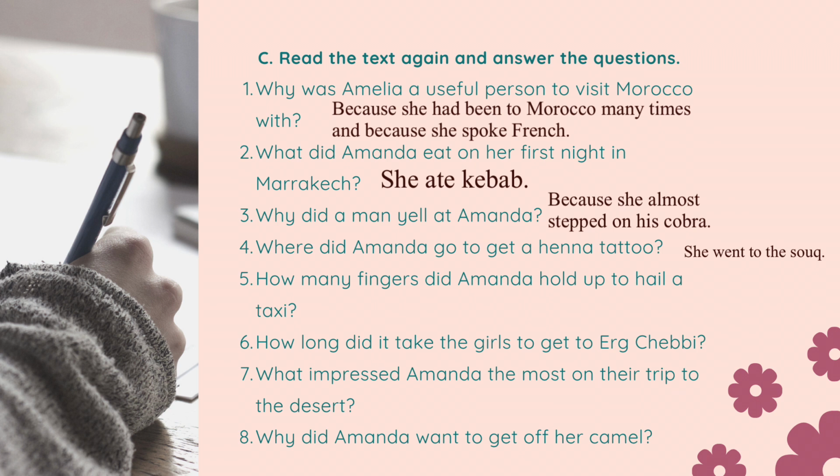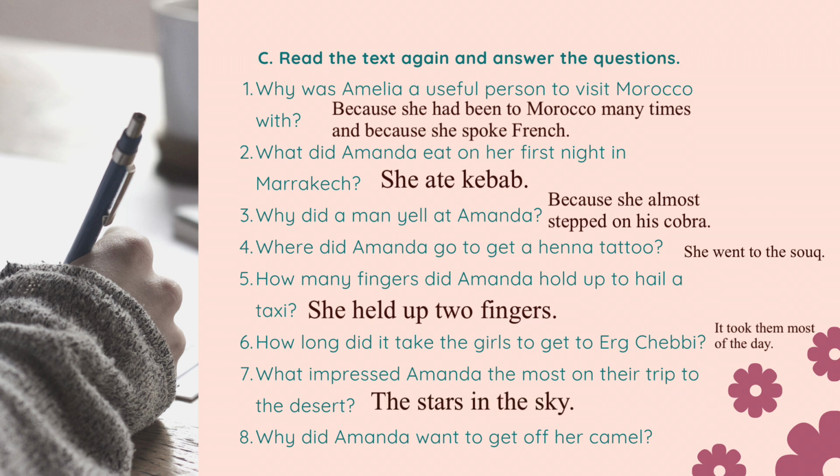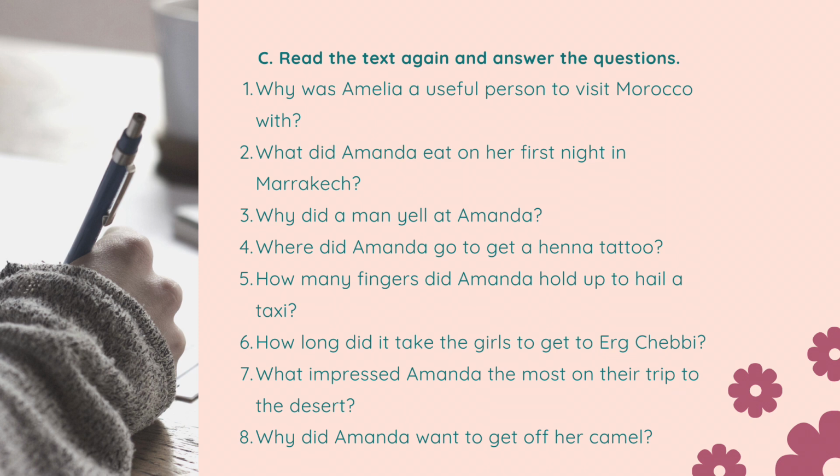Number 5. How many fingers did Amanda hold up to hail a taxi? She held up 2 fingers. Number 6. How long did it take the girls to get to Erg Chebbi? Yes, it took them most of the day. Second last question. What impressed Amanda the most on their trip to the desert? Yes, that's the answer. The stars in the sky. And the last question. Why did Amanda want to get off her camel? Because she felt dizzy. That's good. Alright, so let's take a break for 5 minutes and then we will continue with exercise D. For the full answer, I will put it on the next slide.